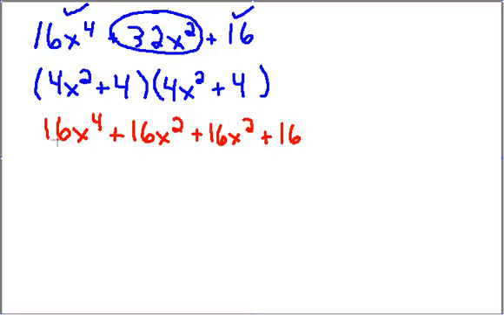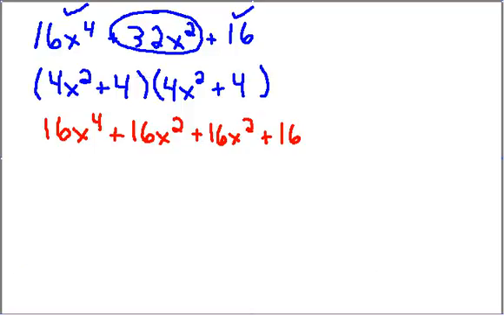And as you can see here, this 16x to the fourth matches this one. This 16 here matches this. And if you take the 16x squared plus the 16x squared, that is 32x squared, and that matches what we have up here. So then, 4x squared plus 4 squared is going to produce for us 16x to the fourth plus 32x squared plus 16.